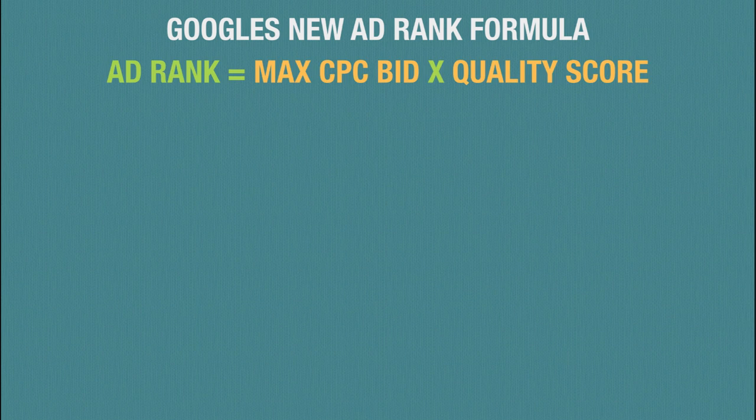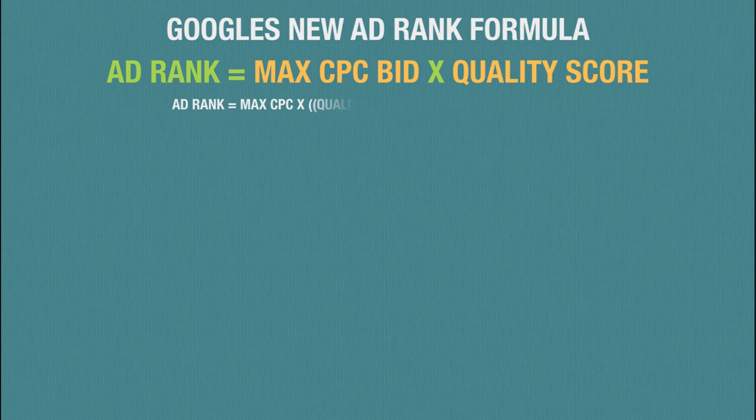The new formula for ad rank that Google introduced in 2005 was ad rank equals max CPC bid times quality score. The formula stayed that way until 2013 when Google introduced the expected impact of ad extensions on CTR as part of the ad rank formula.